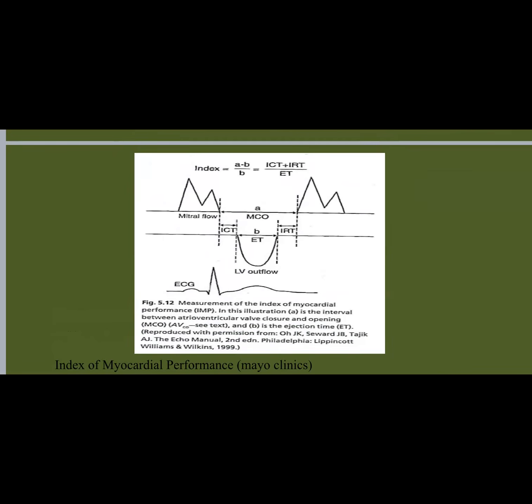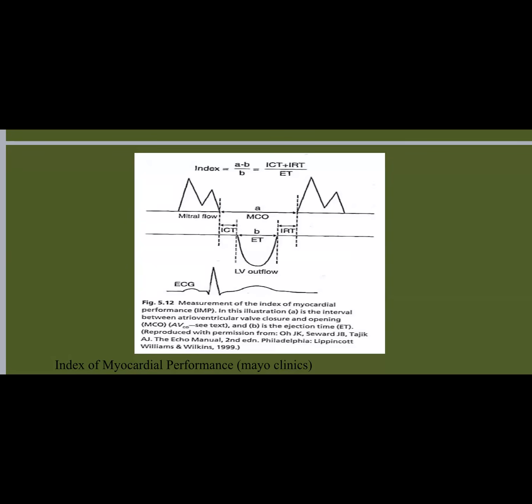Exactly, because the bigger value means the ejection time is less, and the pre-ejection time is longer. So if I have a longer isovolumic contraction, a longer isovolumic relaxation time, and a shorter ejection time, I get a higher TEI index, and that means the heart is weak because most of the time is spent in preparation, not in the actual ejection. Okay, so that's the TEI index.